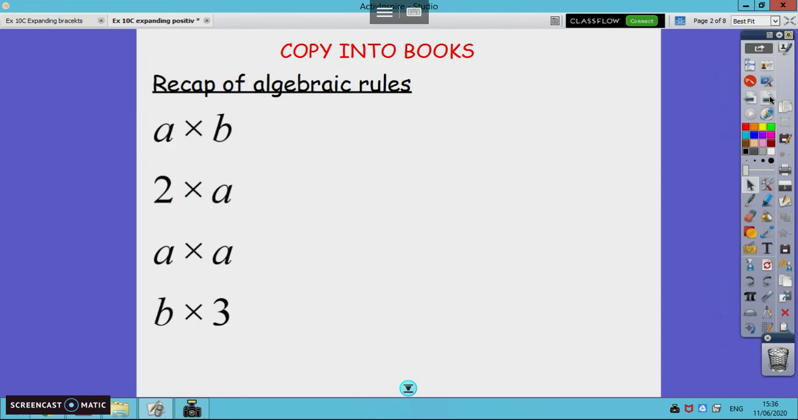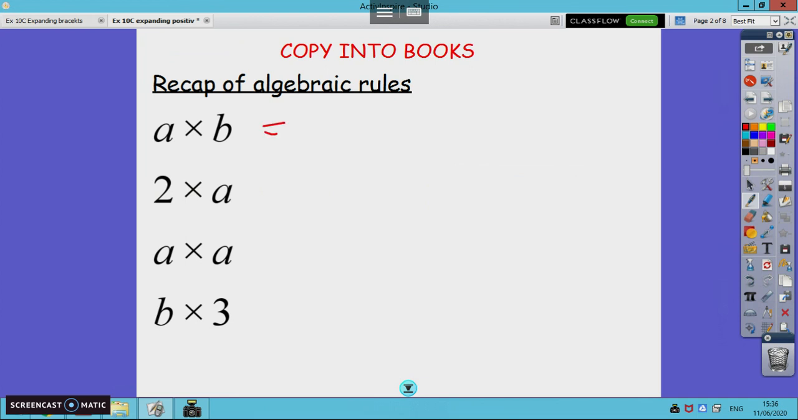So, here's a little recap of some of the algebraic rules that we know already. Now, expanding is all to do with multiplying. Okay, so that's something you need to remember. Expanding is always to do with multiplying, and that's why these four things here have all got multiplication in between them. So remember, we don't like multiplication signs in algebra. We kind of get rid of them and we just make the letters or numbers close to each other, put them together with no gap.